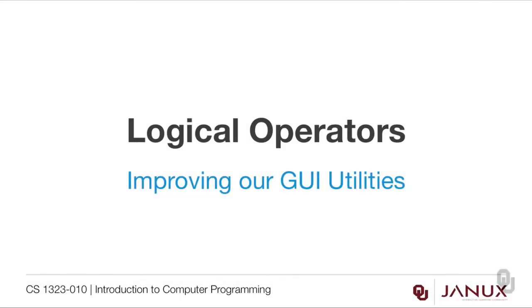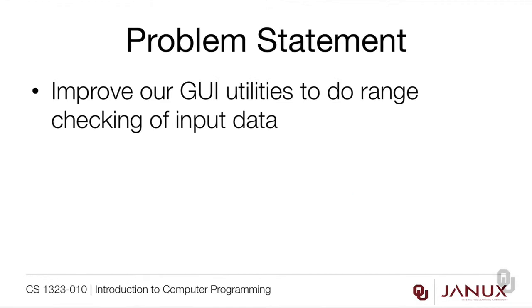Let's continue our study of logical operators by improving our GUI utilities. Here's the problem statement. Let's improve our GUI utilities to do range checking of input data. Range checking is important because it is something that can be done generally for many different cases and then reused. By integrating this feature into our GUI utilities, we end up with a much more useful and therefore much more likely to be used class.